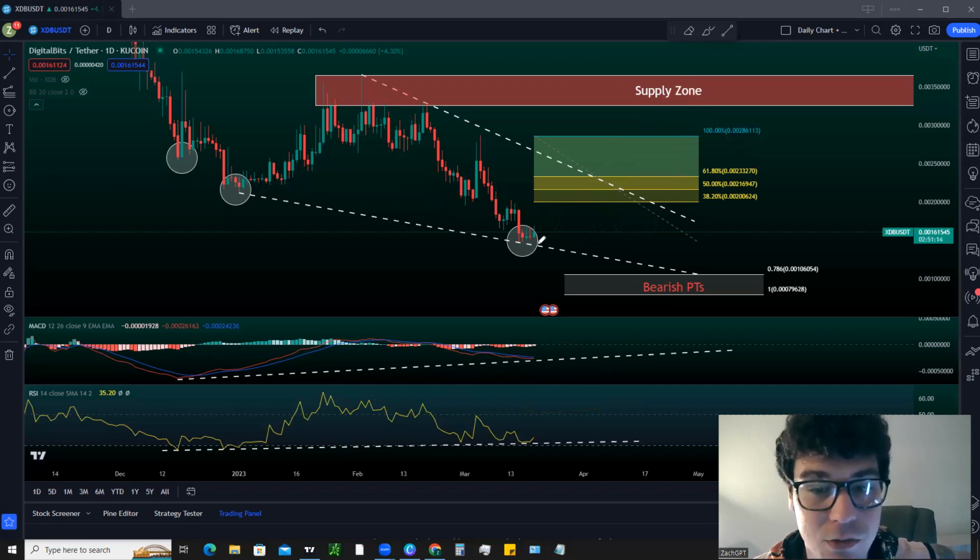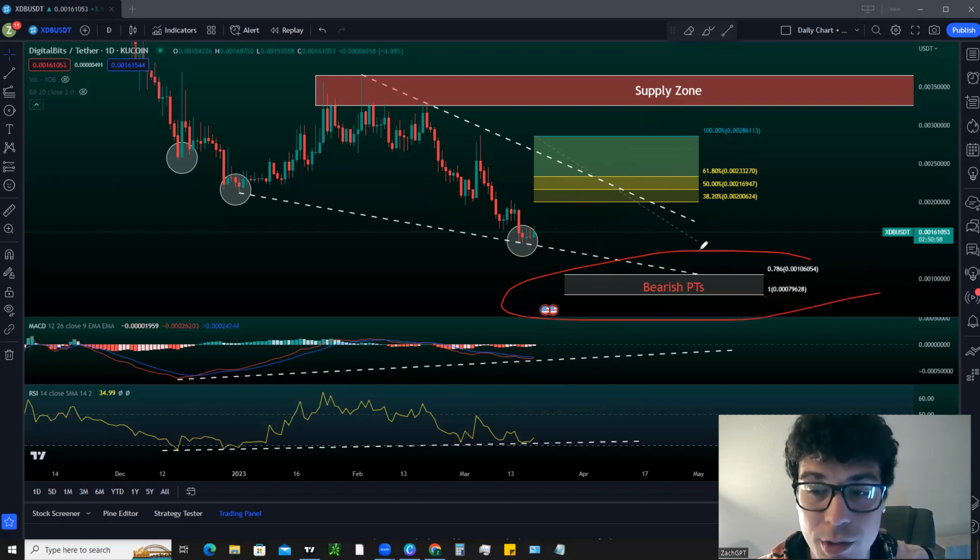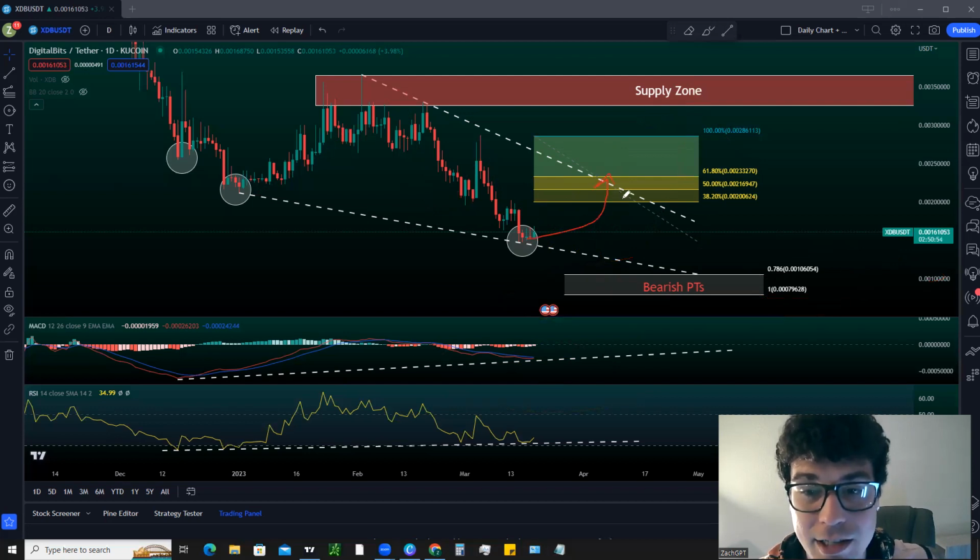Now, keep in mind, just because we have this pattern here doesn't mean that it's confirmed. Okay, it's just something that's forming. We could actually break this pattern and break this trend line of support that we have down here and head towards some of our bearish price targets, which are going to be 0.00106054 and 0.00079628. All right, those are going to be the bearish price targets to the downside. And now you guys have an idea of some of the major resistance levels to the upside, as well as our breakout level and overhead supply zone as well.